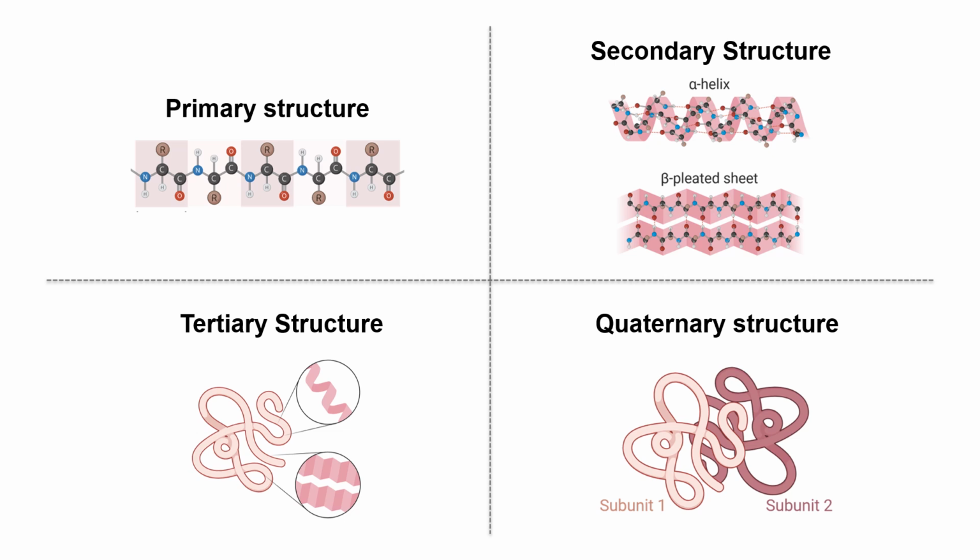Sometimes not a single protein, but multiple proteins get together and form an even more complicated structure. This kind of supramolecular structure we call the quaternary structure of proteins.